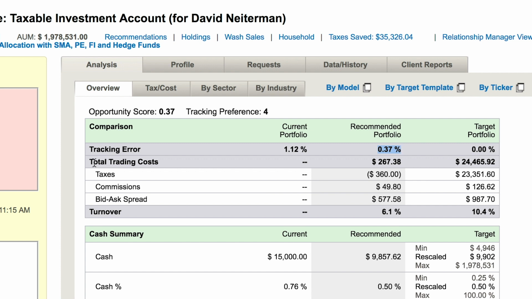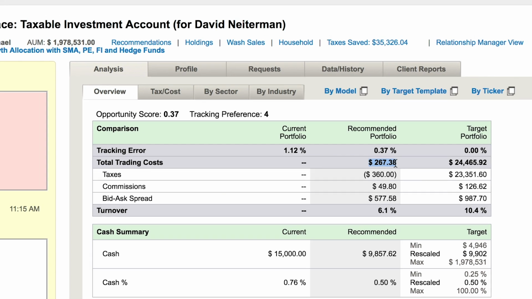Well, we can get a sense by looking at total trading costs. If you don't trade at all, there are no costs. If you were to trade David's portfolio all the way to target, it would cost David over $24,000. But if you stop 2/3 of the way there, it will cost David only $267. This isn't quite the 80-20 rule. It's 2/3 of the way there at 1% of the cost rule, which is pretty good. This is an example of tax sensitivity. It did it because David asked his portfolio to be tax sensitive.